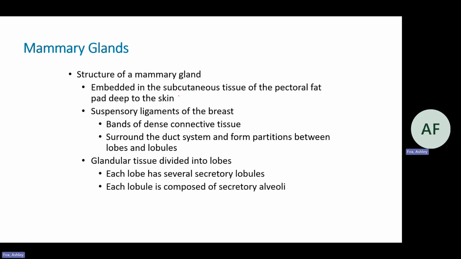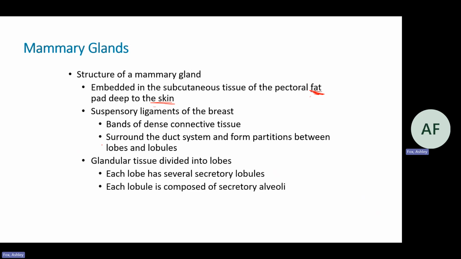So, looking at the structure of the mammary gland, it's in the subcutaneous tissue, so underneath the dermis and the epidermis, and it's going to be in the pectoral fat pad, deep to the skin. This is where a lot of the fat is produced, around the mammary glands. We have suspensory ligaments. That's connective tissue that surrounds the gland part of it, can separate it into lobes and lobules, and helps hold the glands in place, where the glandular tissue is.